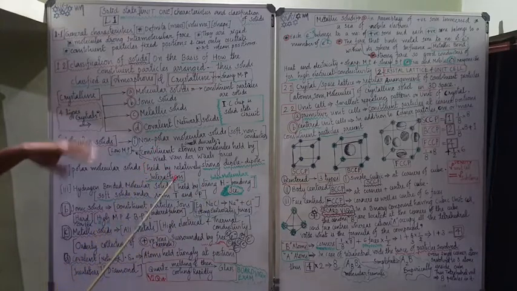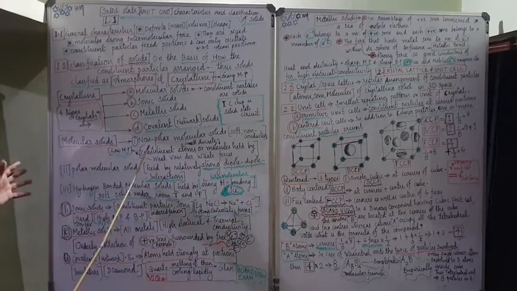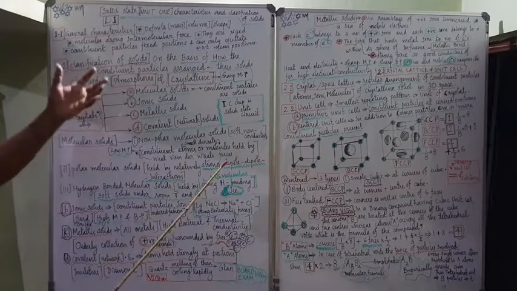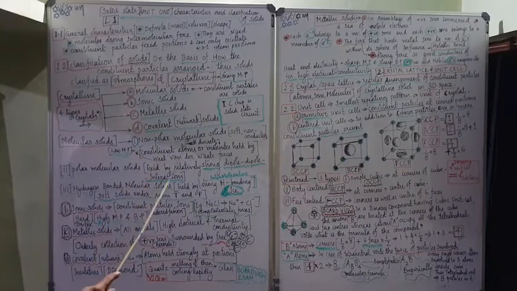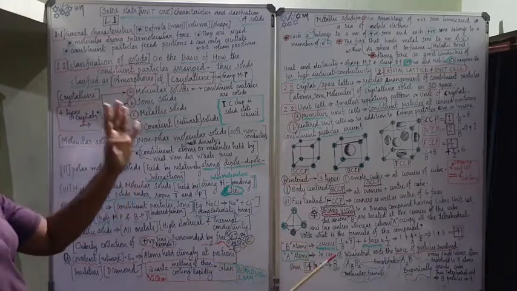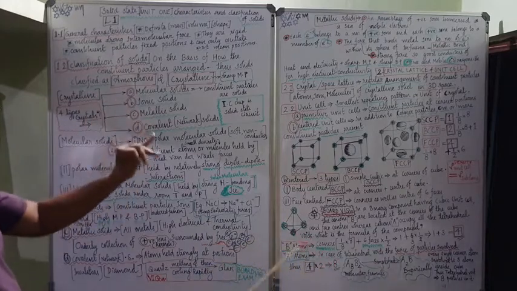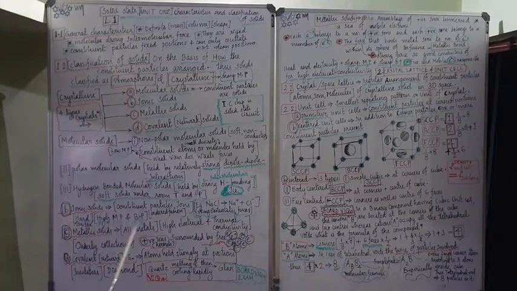There are certain molecular solids which are non-polar. There is no polarity of charge. These solids are termed non-polar molecular solids. Then come the polar molecular solids. And then come the hydrogen bonded molecular solids. These are the three molecular types: non-polar, polar, and hydrogen bonded molecular solids.